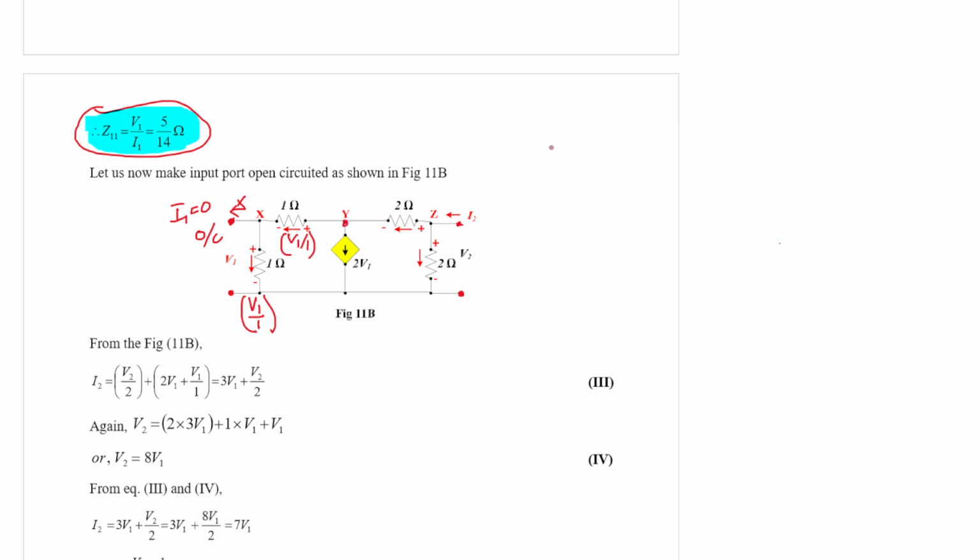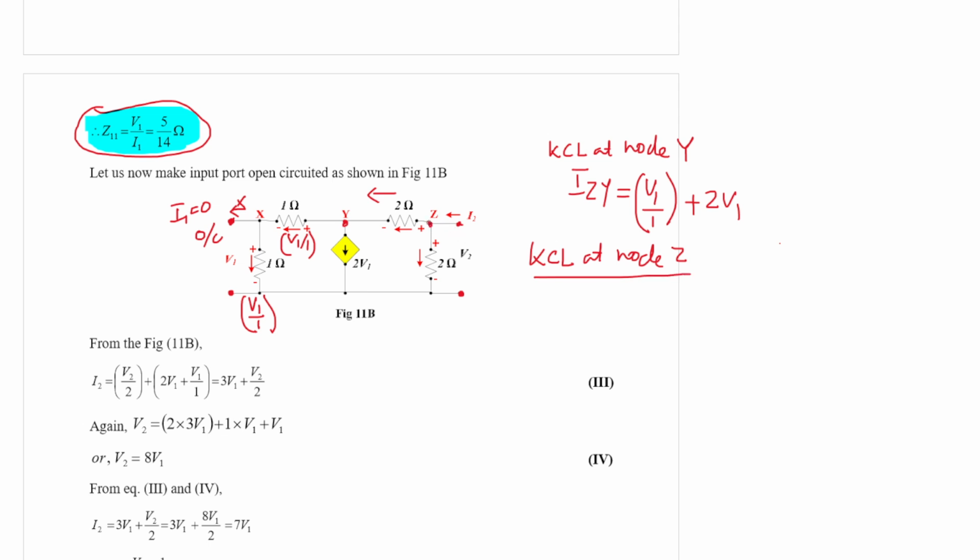Now if we apply KCL at node Y, we can write IZY, the current flowing through this 2 ohm resistance. There are two outgoing currents: one is V1 by 1 and the other is 2V1, the dependent current. Again, applying KCL at node Z, the current I2 is entering, so we write I2. IZY is V1 plus 2V1, which is 3V1.